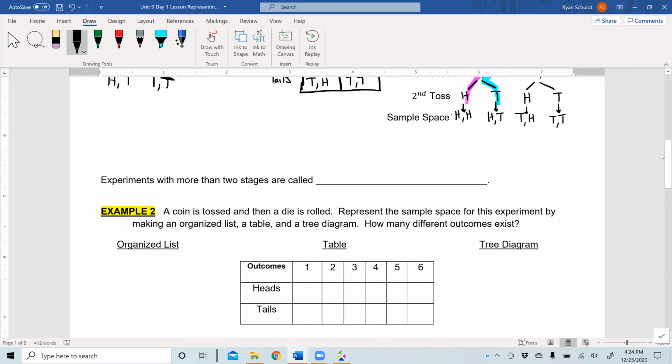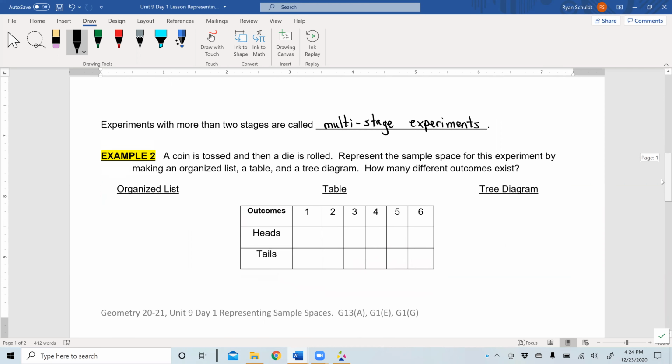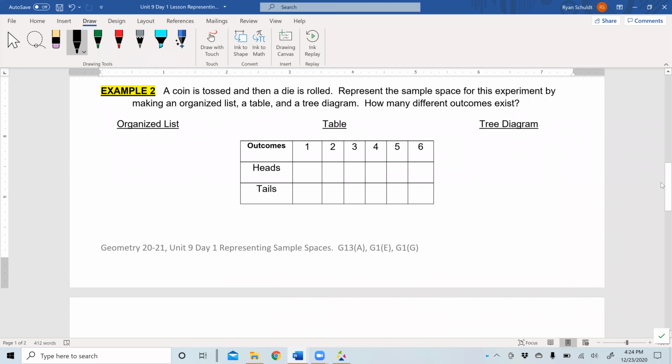So that's an example of a two-stage experiment. Experiments with more than two stages are called multi-stage experiments. So we're going to look at one more experiment that's two-stage, and then we'll really start talking about the multi-stage experiments.